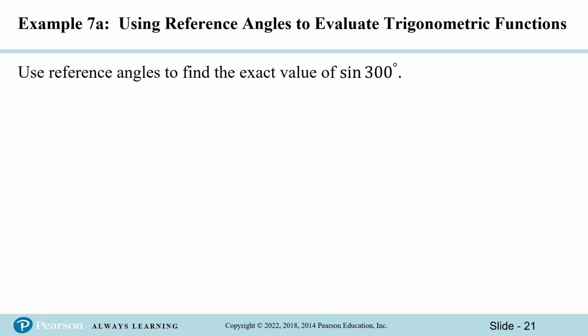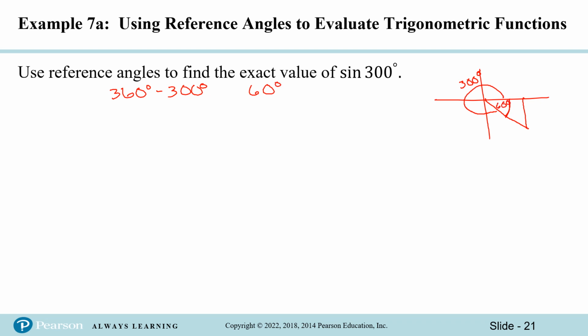Okay, so we have to find the reference angle. 270 gets me this far around, so it's a little bit more than that. So here I am with my 300 degrees. This is my reference angle right here. So what I'm going to do is take 360 minus 300, which gives me a reference angle of 60 degrees.